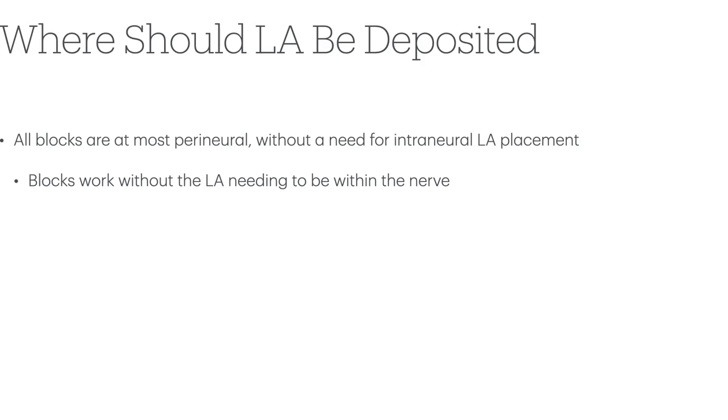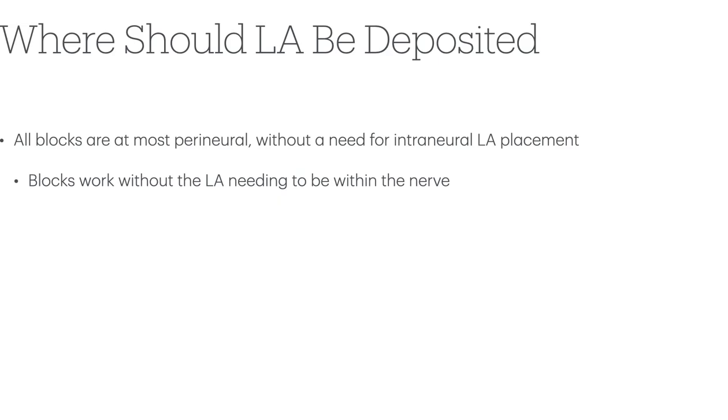So when we talk about peripheral nerve blocks, basically nobody talks about them as being an injection into the nerve. All peripheral nerve blocks are generally thought of as being perineural. And sometimes we find that peripheral nerve blocks can work even without the LA deposition being exactly beside the nerve.